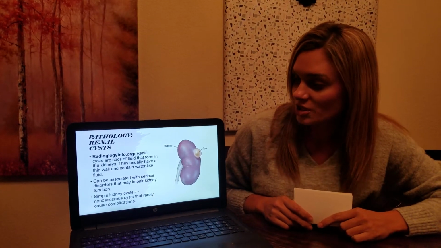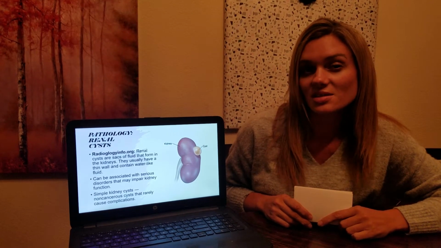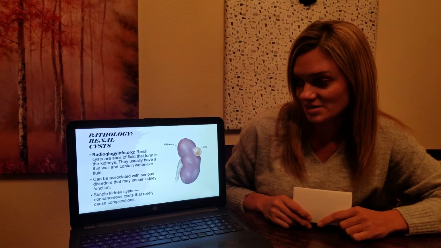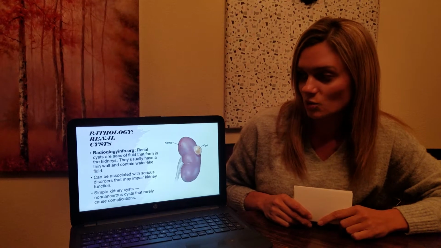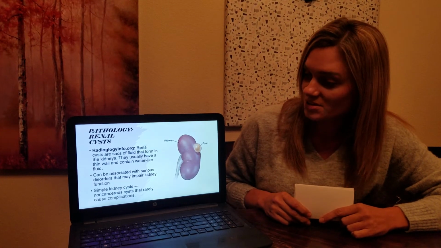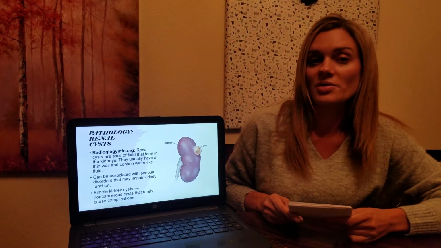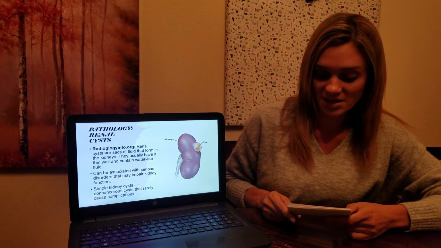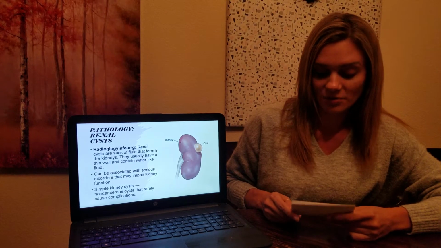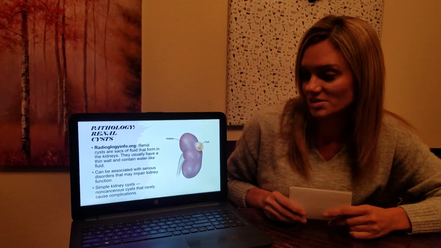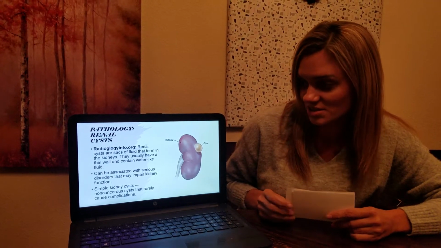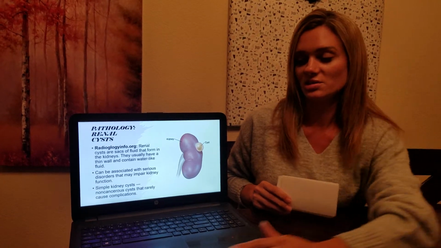According to radiologyinfo.org, renal cysts are sacs of fluid that form in the kidneys. They usually have a thin wall and contain water-like fluid. They can be associated with serious disorders that may impair kidney function, although in this case study of Bob, and in most cases, renal cysts are a type of cyst called a simple renal cyst, which are non-cancerous and rarely cause any complications.